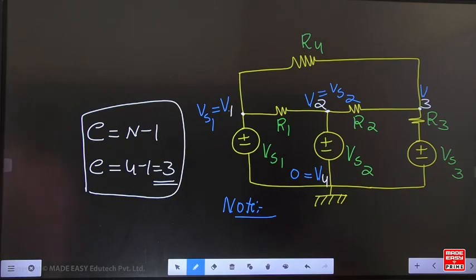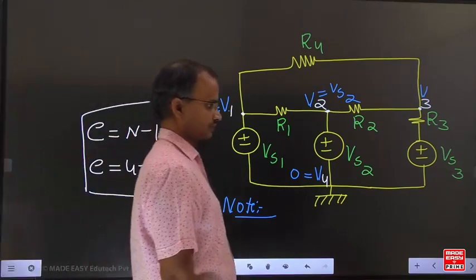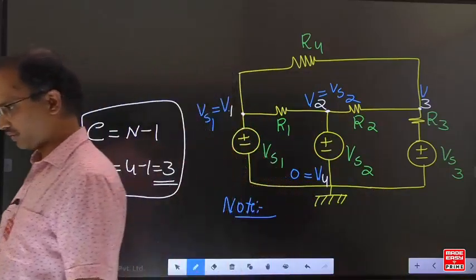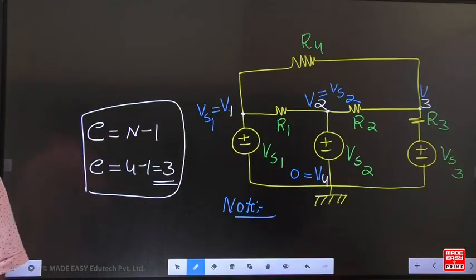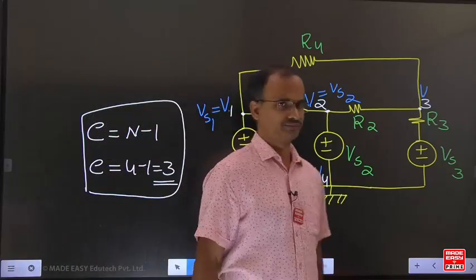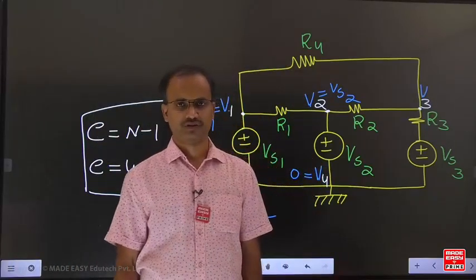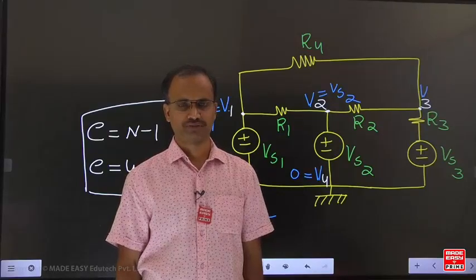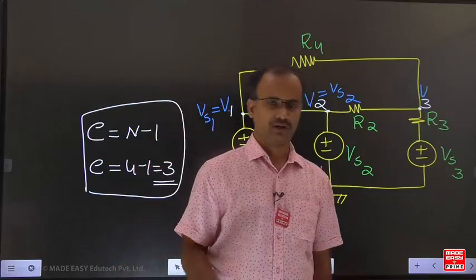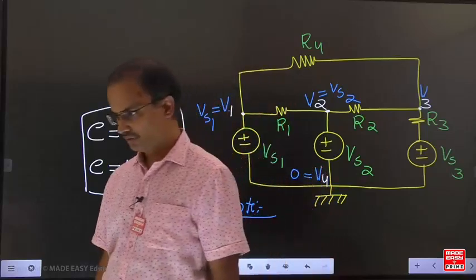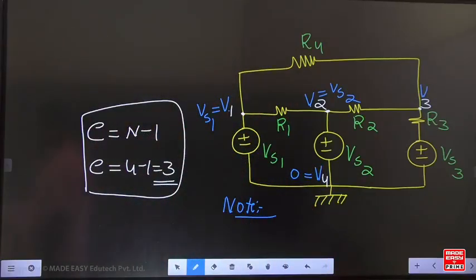Okay, write the note. In the above network, to find the node voltages, minimum one equation is required. Underline that word minimum. In the brackets write KCL equations.